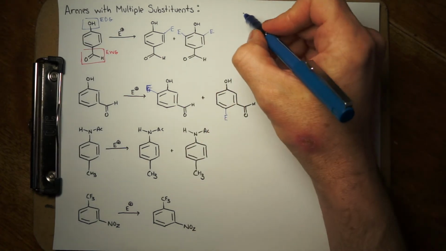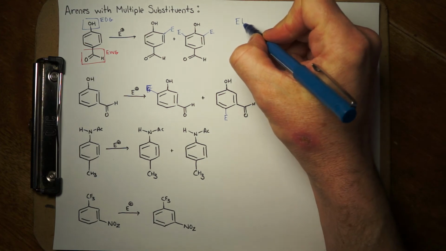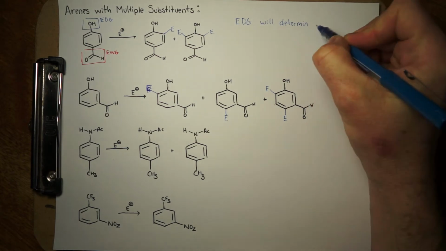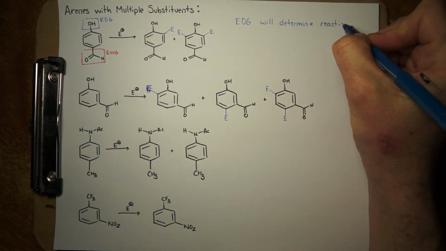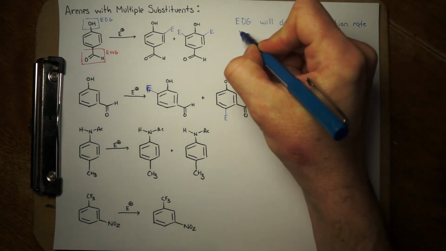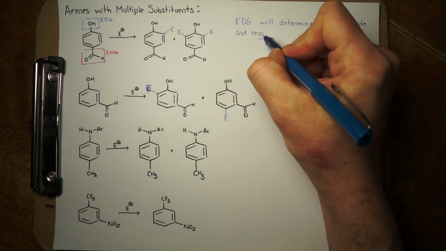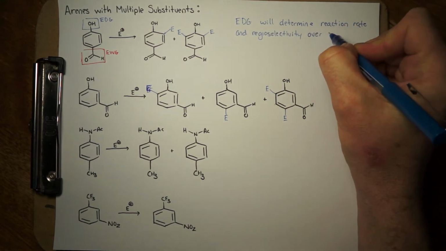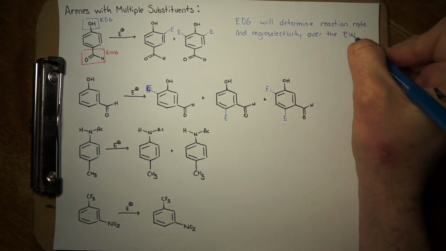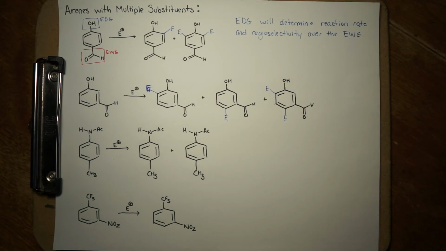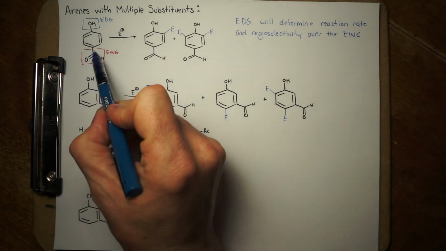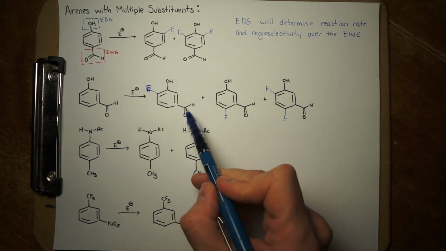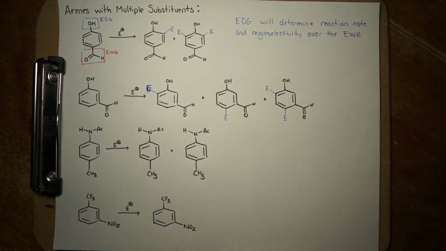So when we're looking at these systems, the electron donating group will determine reaction rate and regioselectivity over the electron withdrawing group. So in these cases, the electron withdrawing group doesn't really matter. I mean, it matters in that we can't do para substitution here, and we can't do meta substitution here. But that electron withdrawing group is not dictating where substitution will take place.